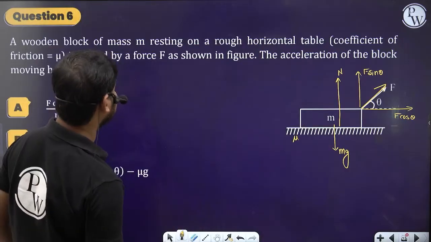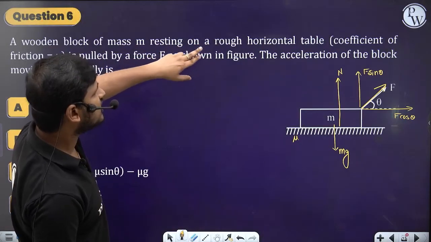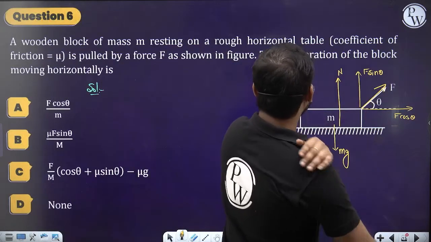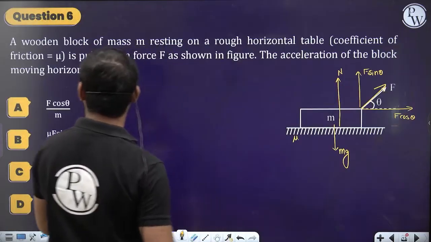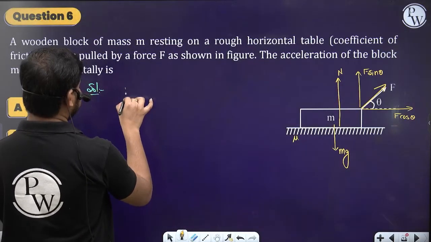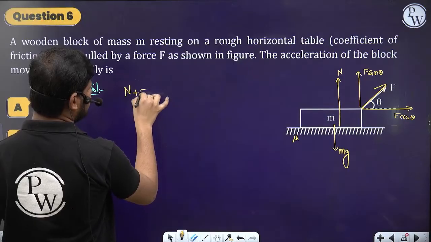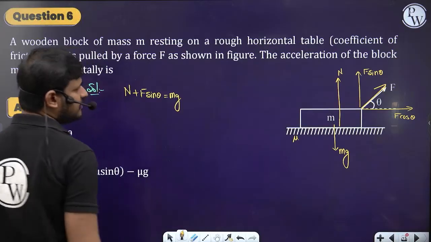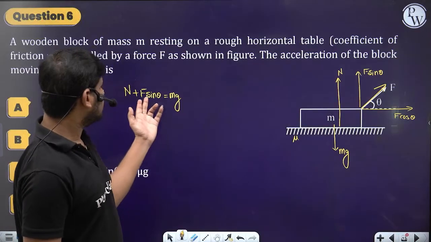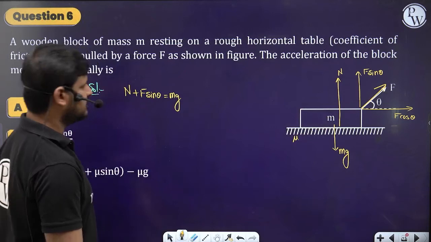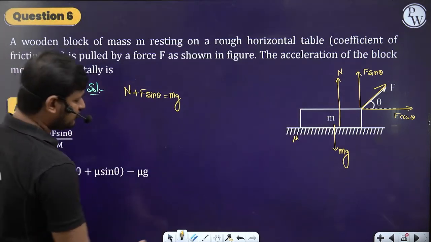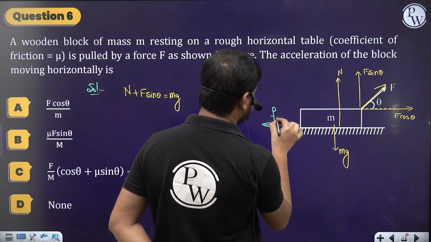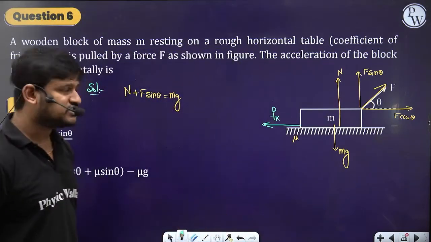Horizontally it is accelerating. A wooden block of mass m resting on a horizontal table is pulled by a force F. We need the acceleration of the block. See here. Let me write N plus F sin theta is equal to mg. This is the vertical equilibrium. And what force acts on the body? The friction force acts this side. What kind of friction? The body moves to the right, so the kinetic friction comes into play.